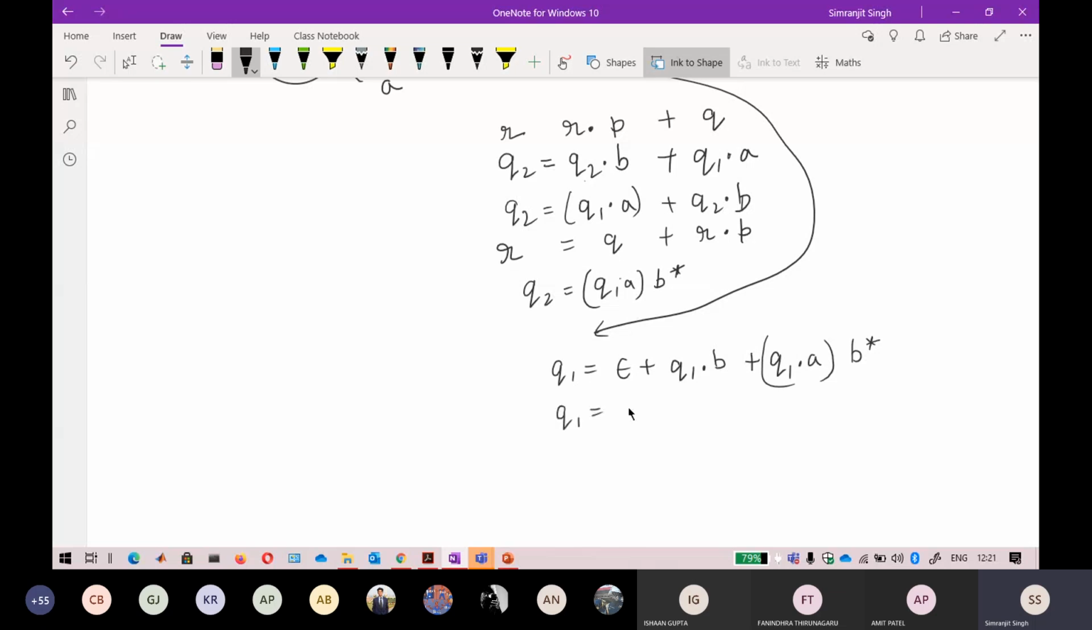So Q1 epsilon plus Q1 B. Now you're multiplying this B star with Q1. So Q1 B star you can write it, or you can extract Q1. Why am I multiplying it? After that I will take a common there. So I can take a common Q1 B plus Q1A. Q1 is already taken out, so it can be written as AB star.